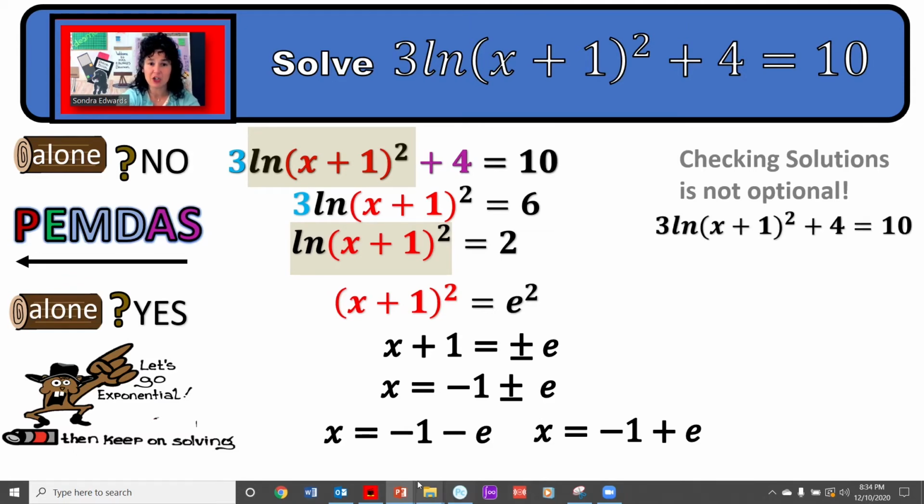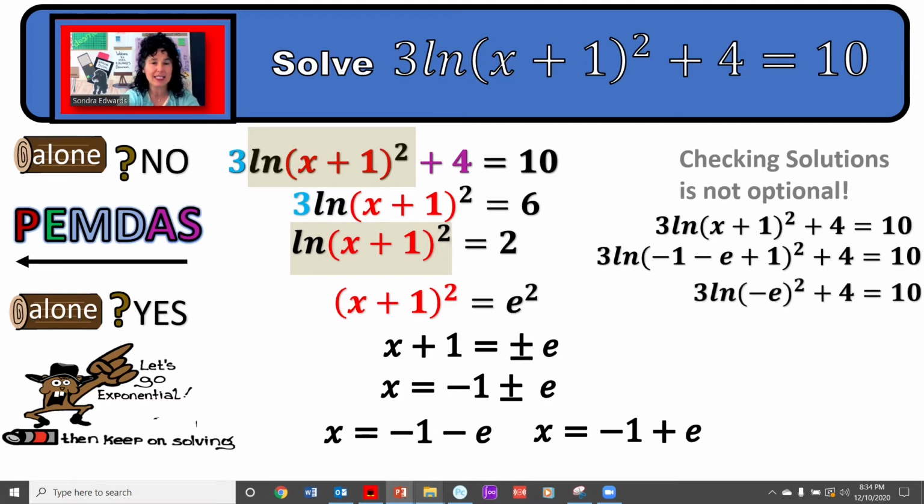I'm going to start by checking -1 minus e. So I'm going to replace the x with -1 minus e. I'm going to simplify the left side to see if it does indeed equal 10. So -1 plus 1 is 0. So all I have left in there is negative e. Now negative e squared, we're not taking the natural log of negative e, we're taking it of negative e squared.